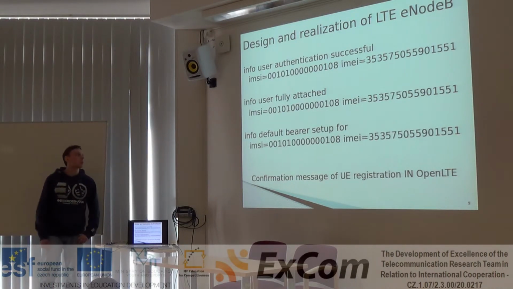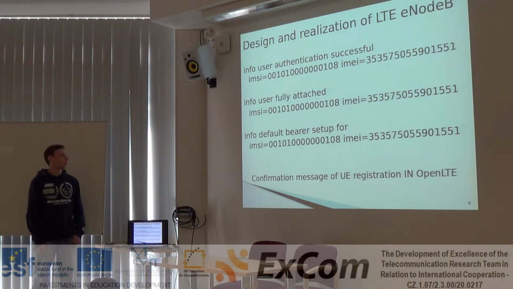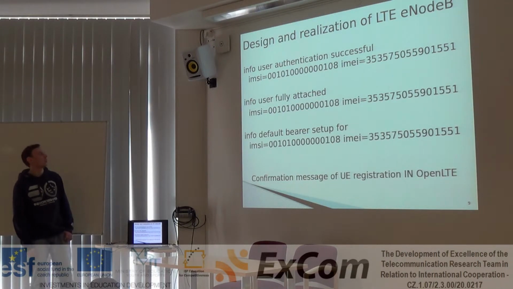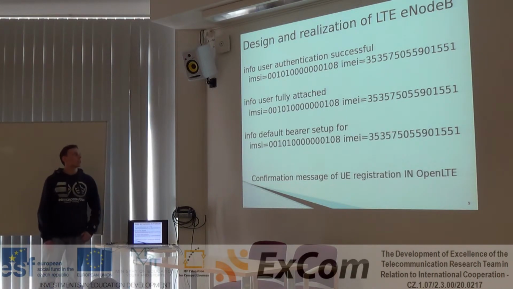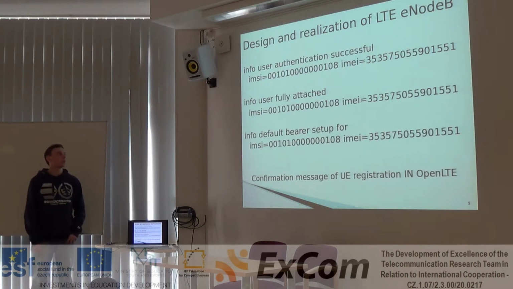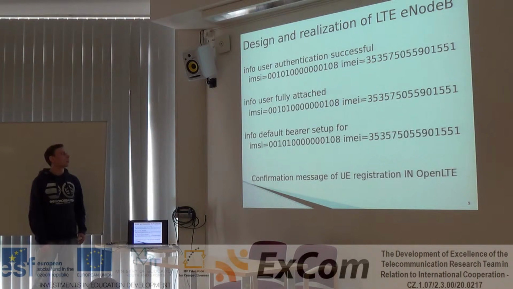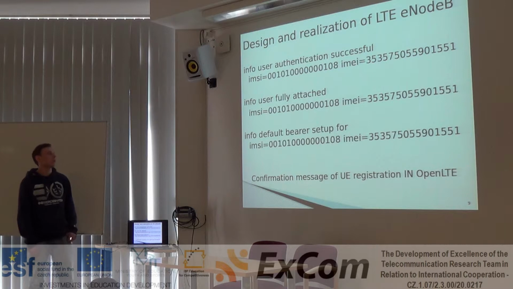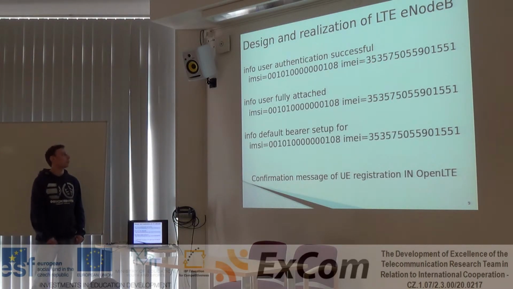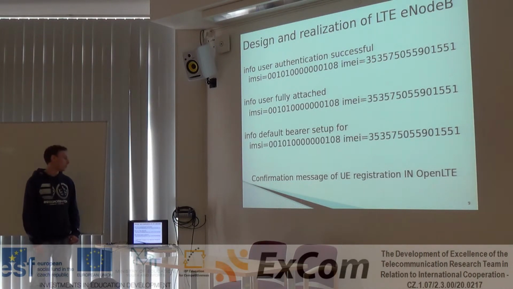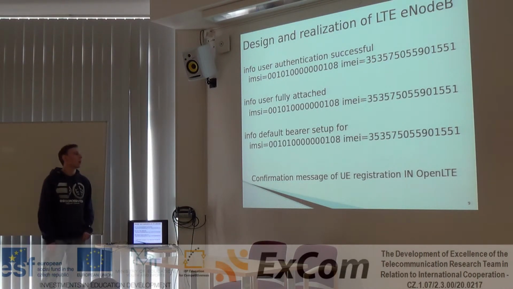These are messages after we register into our OpenLTE network. We can see that user authentication is successful. This is because we specify the key and IMSI. Also, we need the IMEI number. Next, we see that our mobile phone, or user equipment, is fully attached to the network. And there is some signaling where we see that we have a default bearer set up for our mobile phone.